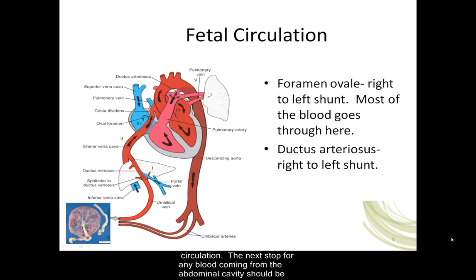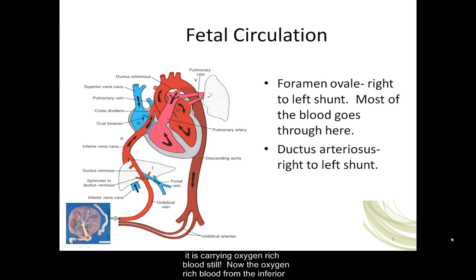The next stop for any blood coming from the abdominal cavity should be the liver for detoxification of the blood. However, baby has not eaten anything and gets its primary nutrients from mom's blood. So there is no reason to go to the liver, which is good because the hepatocytes are too immature to filter the blood properly at this point in the baby's life anyway. So the blood is shunted away to bypass the liver through a structure called the ductus venosus. Now the blood enters the inferior vena cava. Notice that this vein is colored red in this picture. It is because it is still carrying oxygen-rich blood.